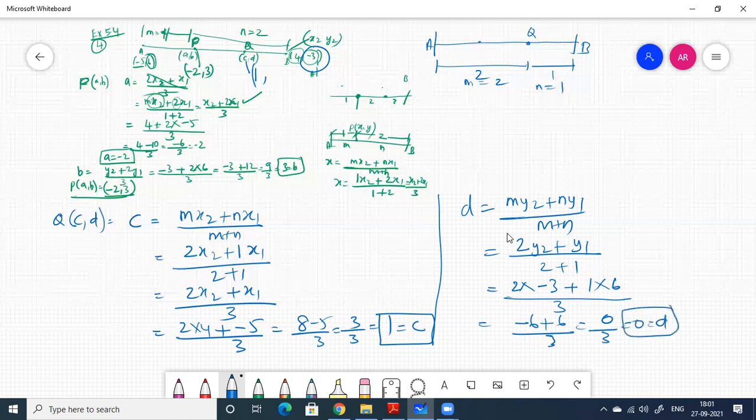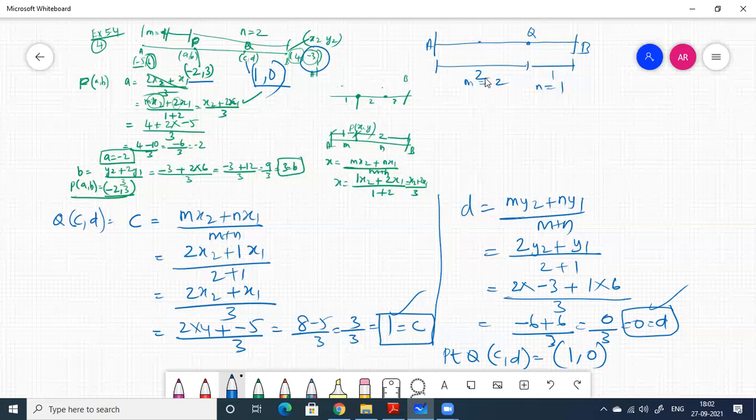So the point Q, C comma D, is equal to 1 comma 0. C is 1, D is 0. That is the point. That is how we should deal with that. So AB is equal to minus 2 comma 3. CD is equal to 1 comma 0. That is what he's asking: find the coordinates of the points of the trisection of the line segment. I taught you now how to use the generic section formula itself in order to find the trisection. So that you are now aware of that.